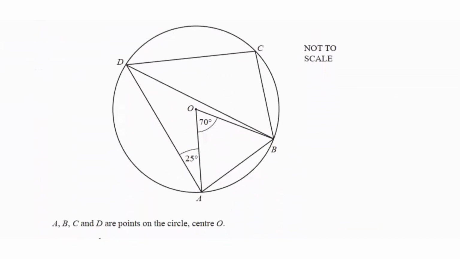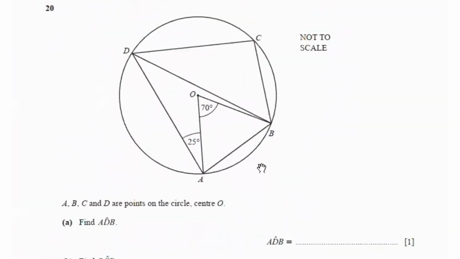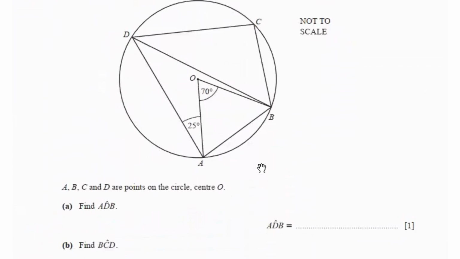Question 20 shows us a circle with a quadrilateral in it. A, B, C, and D are points in the circle center O. Find ADB, this angle. So as we can see, we have angle D and angle O coming out of the same chord. So angle at the center is always double that of the angle at the circumference. Hence, ADB is going to be 70 divided by 2, which is 35.